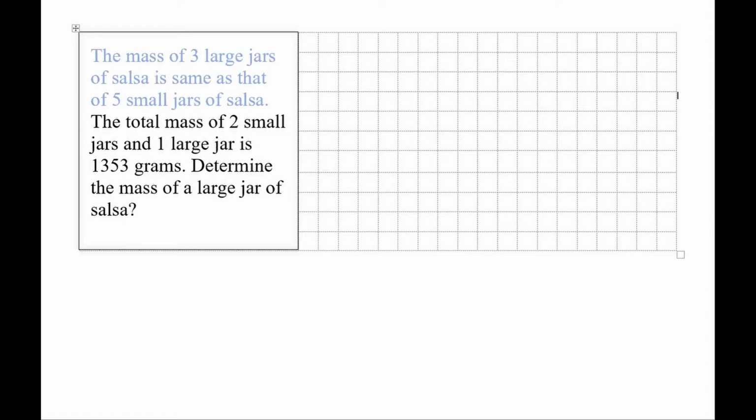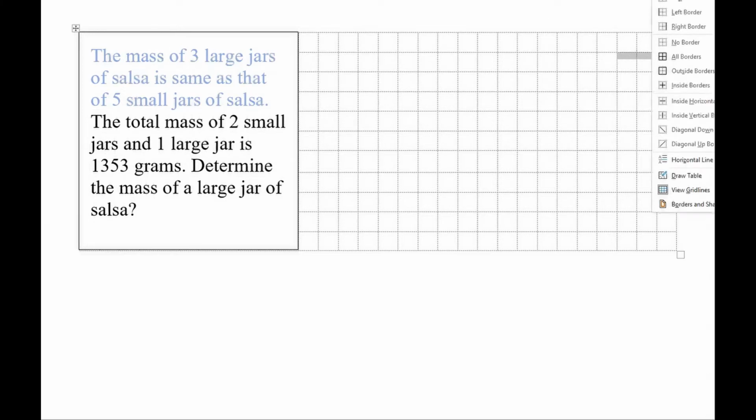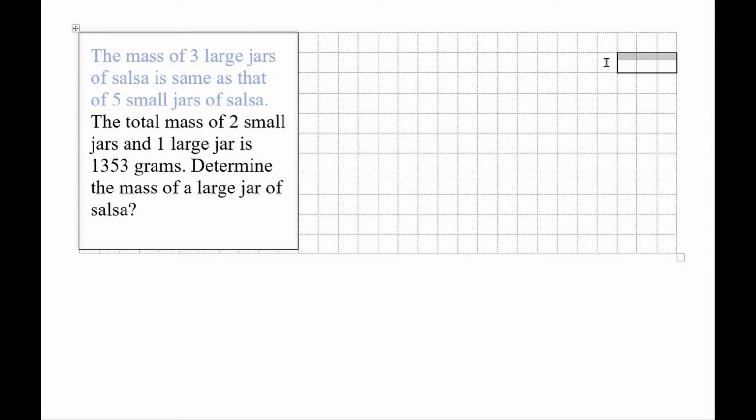So what I'm going to do is I'm going to use 3 units to represent 1 small jar, and I'll do this as follows. This is 1 small jar. It's comprised of 3 units. Second jar, third, fourth, and I need 5 of them. 5 small jars have the same mass as 3 large jars.